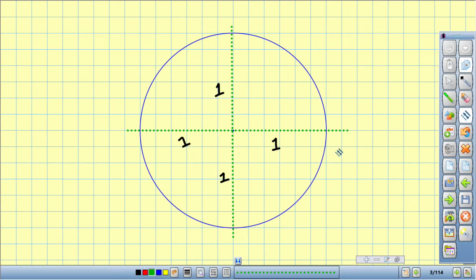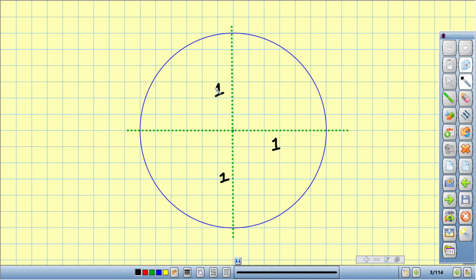Not just that, but if you also have a radius here, it's going to be 1. That's going to be 1. Anywhere in the circle, they have a radius of 1. That's why it's called the unit circle. So keep that in mind as you are thinking about these problems here.